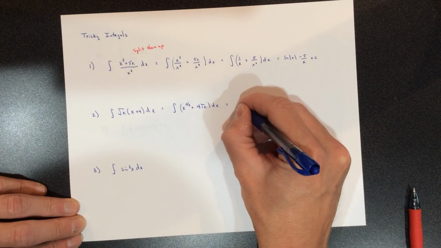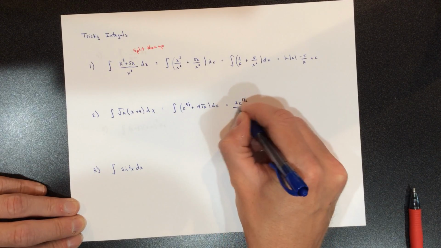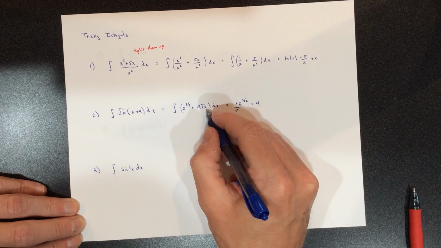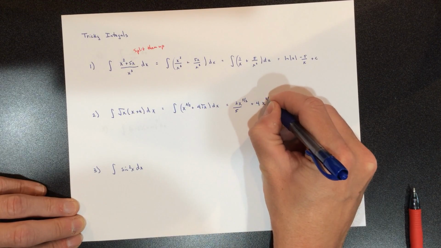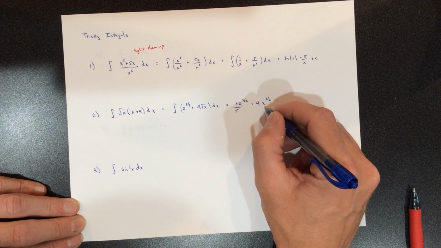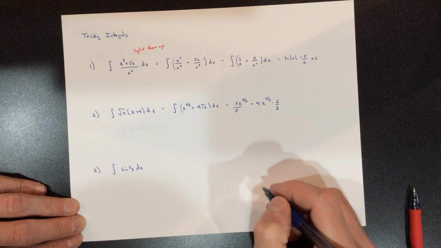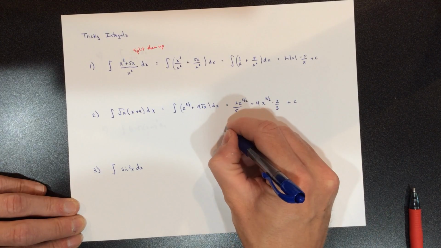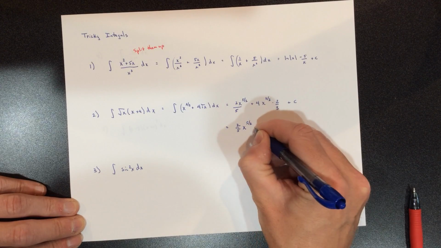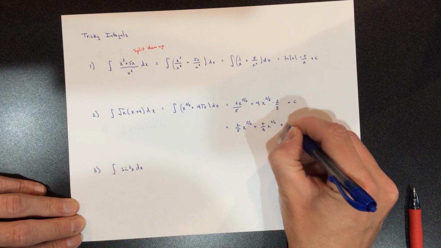Increase the power by 1. Divide by the new power. Dividing by 5 halves is multiplying by 2/5. Plus 4. Increase the power by 1 was a half. Remember, the square root of x is just x to the half. Increase it by 1. Divide by the new power. Again, dividing by 3 halves is multiplying by 2/3. I'll go ahead and write it over there because I didn't really have room. Plus c. And then we can simplify that. So that's equal to 2/5 x to the 5 halves plus 8/3 x to the 3 halves, of course, plus c.